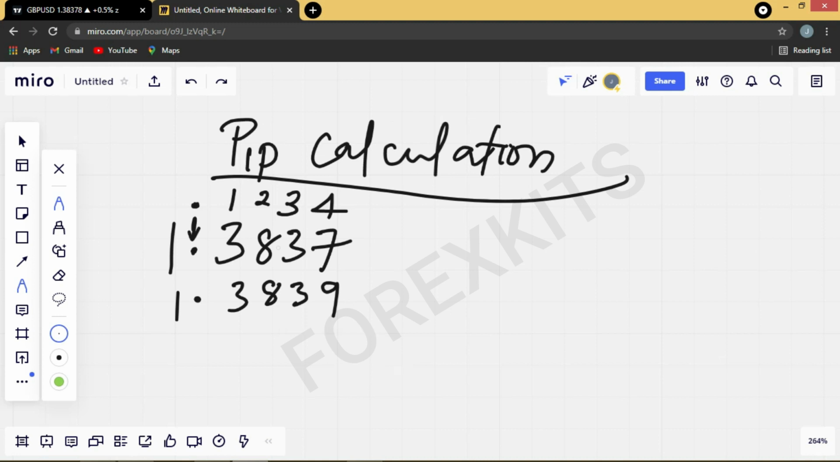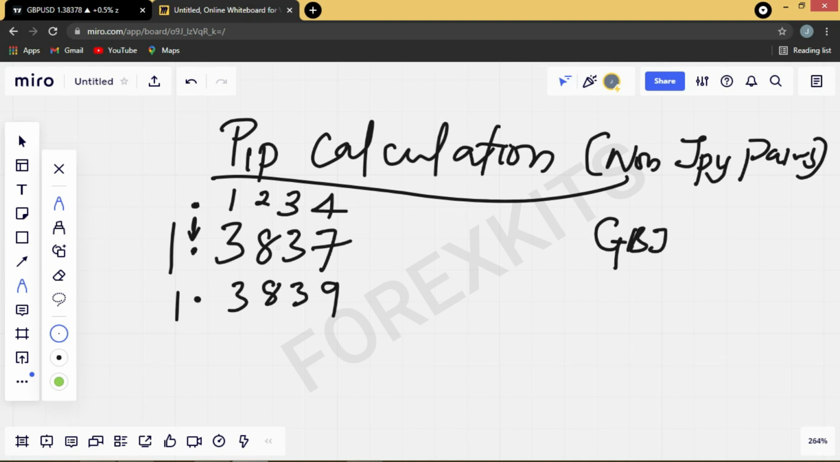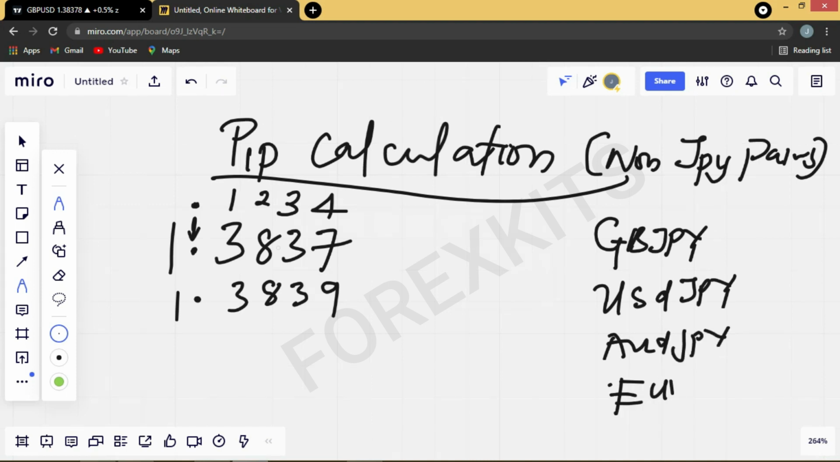So just to understand that pip calculation, price is always pip calculation. So let me write this out. For non-JPY pairs, so every other currency pair apart from currency pairs that have JPY as a core currency. Examples would be GBP JPY, USD JPY, AUD JPY, and then maybe Euro JPY.